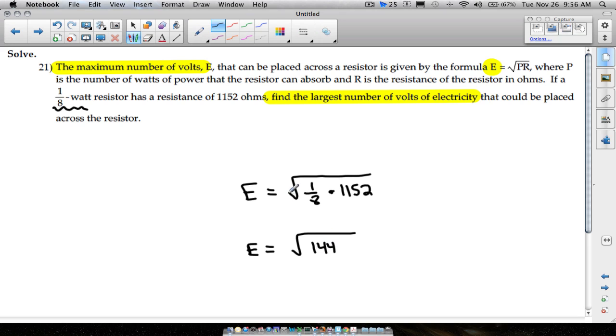Notice I brought the house down. I brought that square root down, and this is a very nice number. We've already seen this once in this video. Therefore, we can say the square root of 144 is 12.